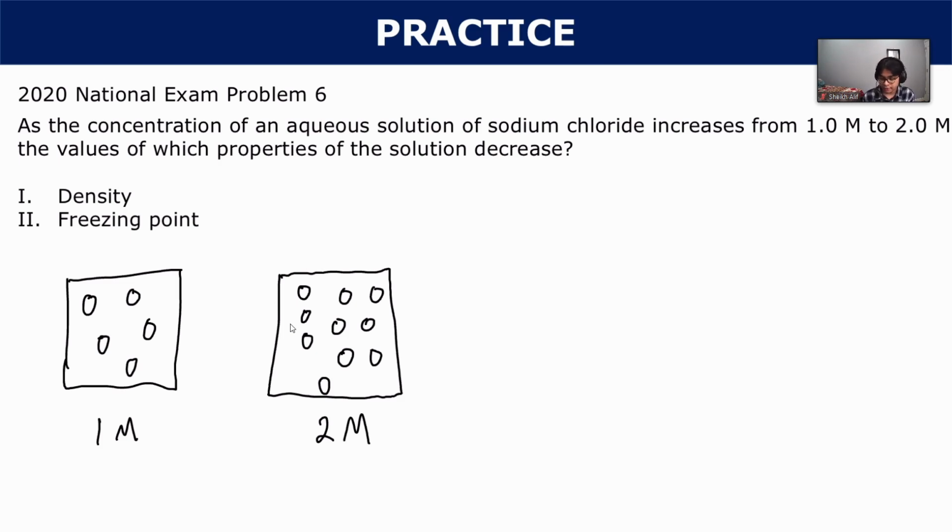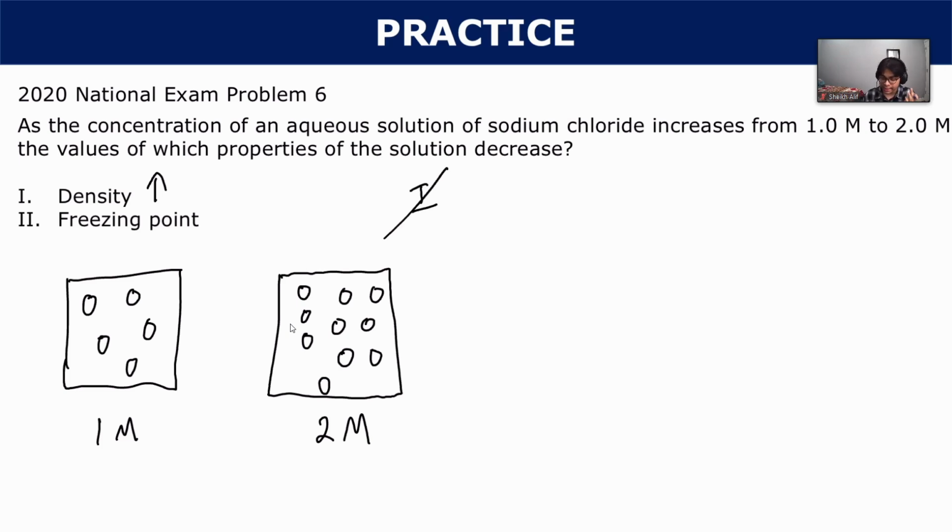And so we're asked to see which properties of the solution decrease. First of all, we have density, and density would not make sense. In order for density to increase, we would need less particles, but we have the complete opposite. We have more particles, meaning the density would actually go up, and since it doesn't decrease, 1 cannot be one of them. And then let's look at 2, freezing point.